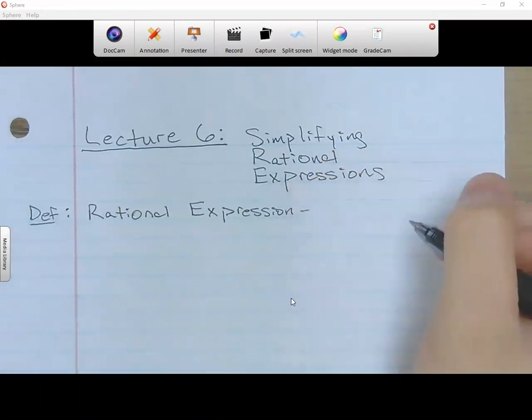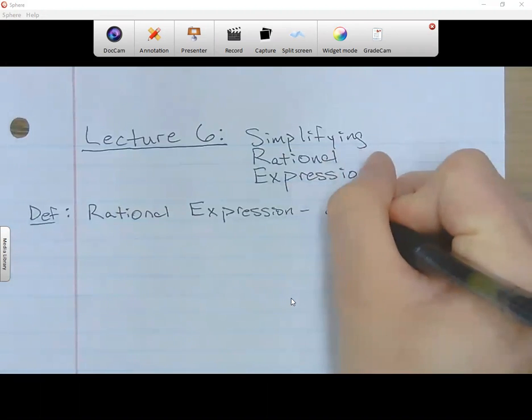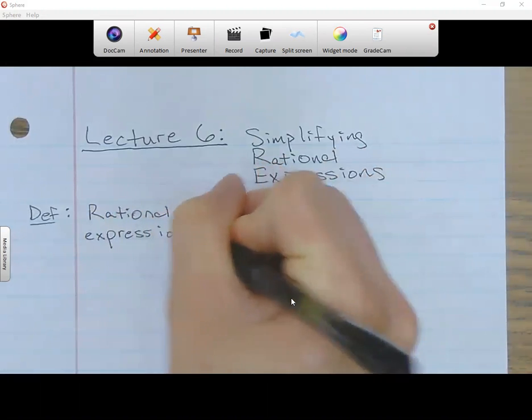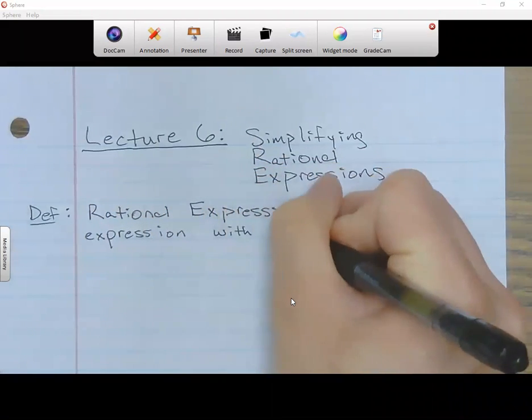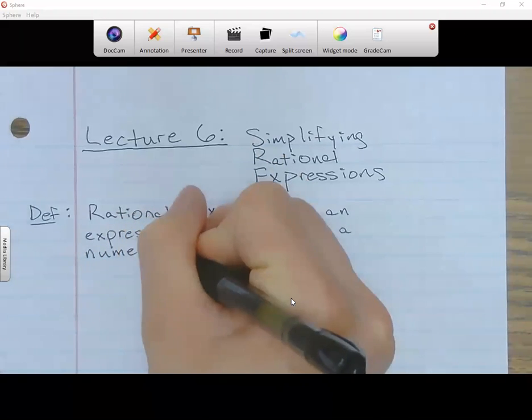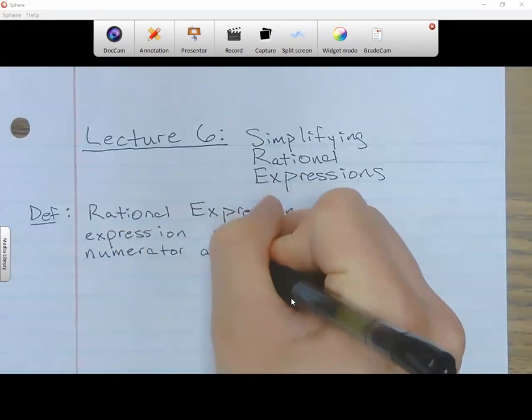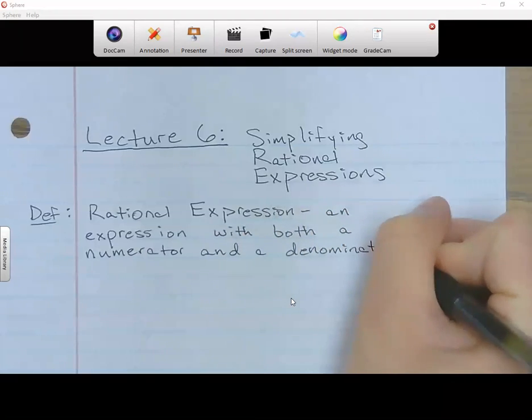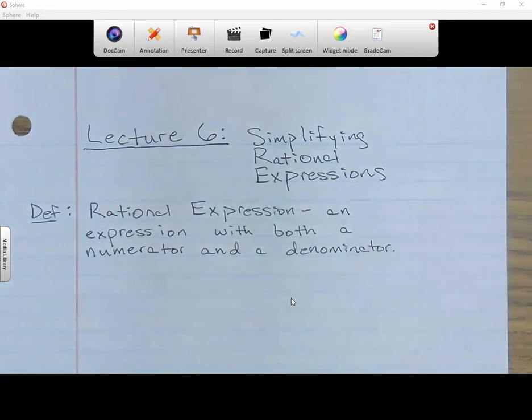All right, a rational expression. This is going to be an expression with both a numerator and a denominator. Basically, a numerator is what's on top, and a denominator is what's on the bottom of the fraction. So you're always going to have a top and a bottom. Let me show you what that looks like.